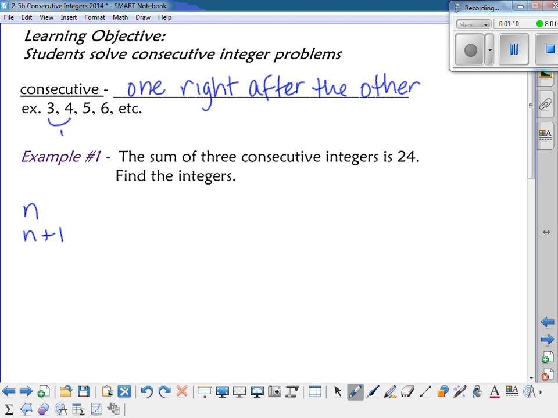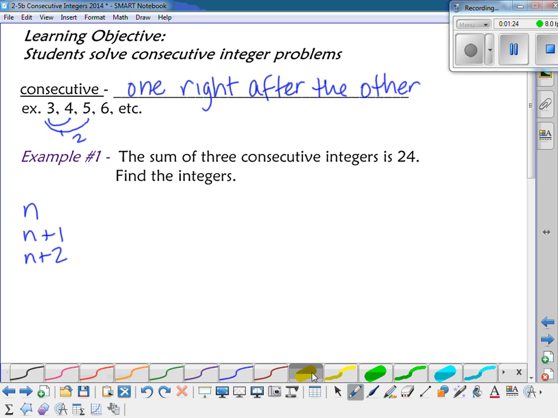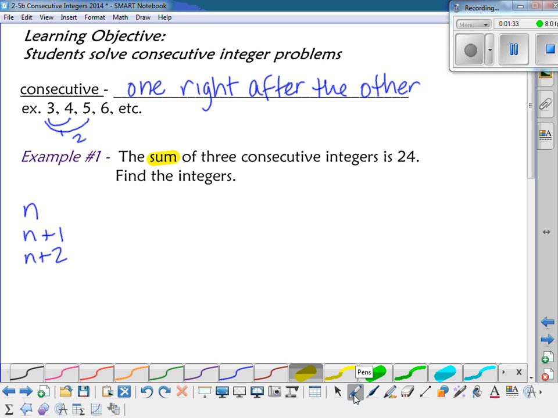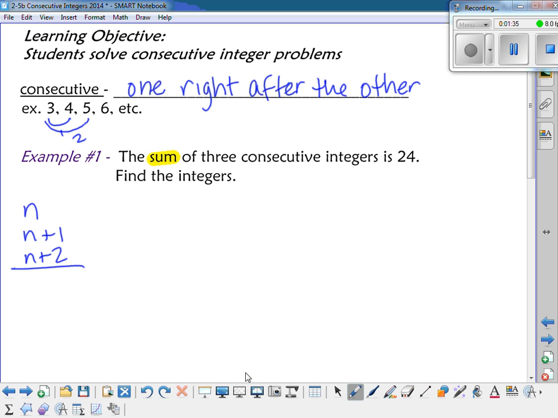And then how far is it from the first one to the third one? It's 2. So that becomes n plus 2. So we're going to use these 3 expressions to represent the 3 integers. Now, if you look at the problem, it says the sum of 3 consecutive integers. Sum means what operation? I'm adding. Very good. So I am going to add those all together. So n and n and n means I have 3n. 1 plus 2 is 3. So 3n plus 3 represents the sum.